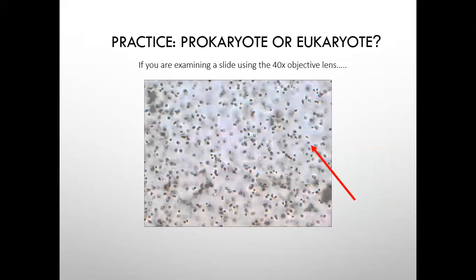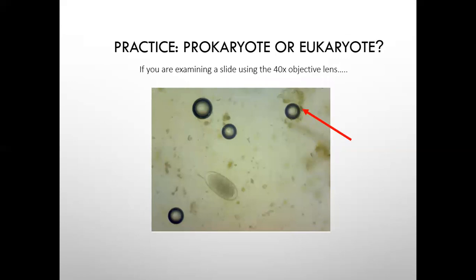If we're looking at these, again, super tiny under the 4x objective lens, if you had to guess, which would it be? It's going to be a prokaryote, okay, really small, can't see anything, most likely a bacterium. Again, pond water is not an extreme environment, so it's probably not an archaea, so we're pretty confident calling this a bacterium.